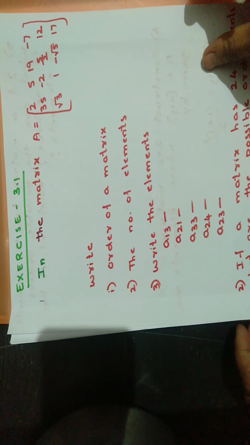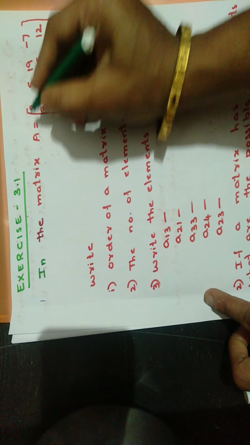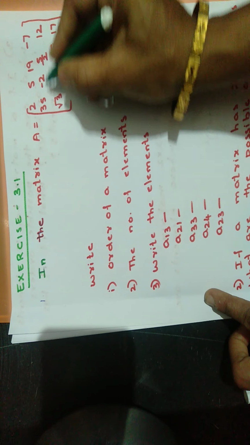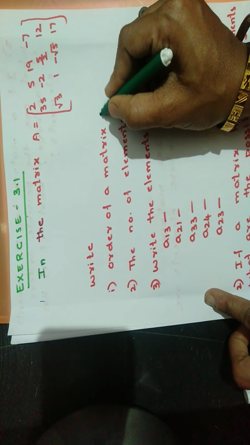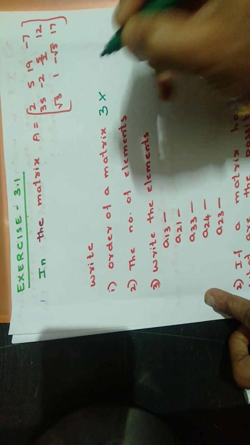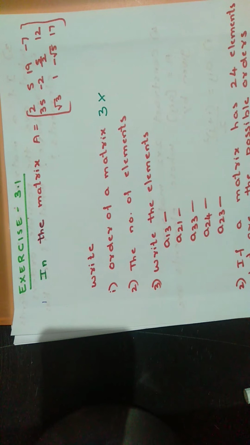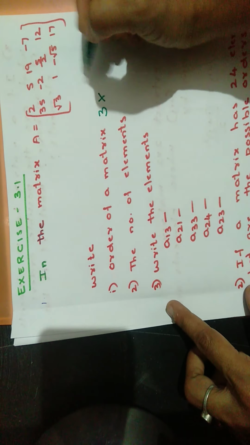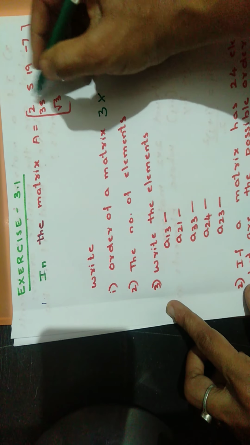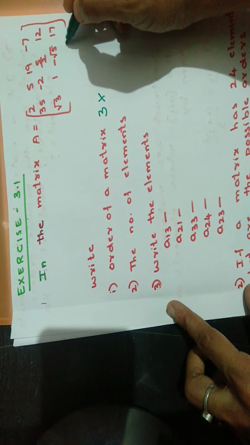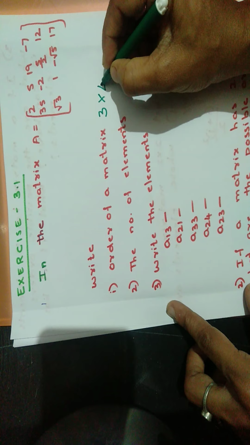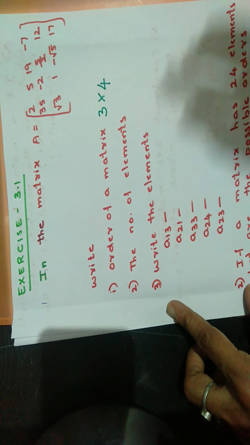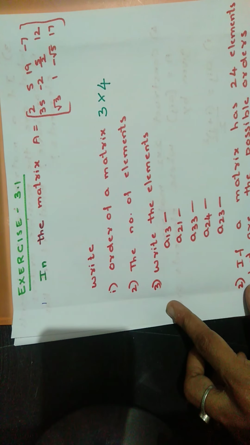Order means first we write down the rows: this is the first row, this is the second row and this is the third row. So this is 3 cross, the number of rows, that is 3 rows. And number of columns: this is the first column, second column, third column, fourth column. So 3 cross 4, that is the order of the matrix.